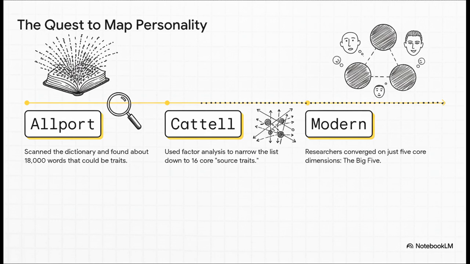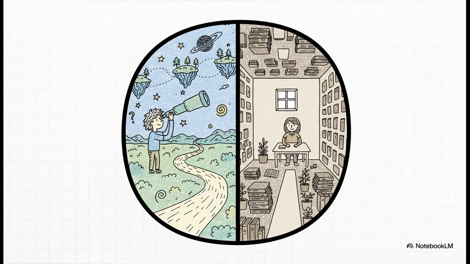I mean, it started with a guy named Gordon Allport, who literally went through the dictionary and found about 18,000 words that could describe personality traits. 18,000! Then, another researcher named Cattell used fancy statistics to boil that list down to 16 core factors. And today, most personality researchers agree that we can describe the vast landscape of human personality with just 5 core dimensions. And here they are, the famous Big Five, often remembered by the acronym OCEAN.